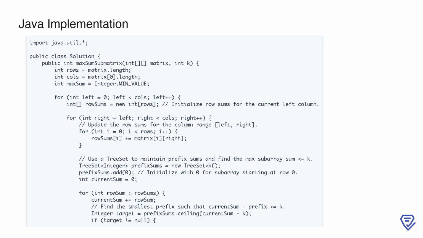To find the maximum subarray sum within the current column range that does not exceed k, we use a tree set to maintain prefix sums. A tree set is useful here because it allows efficient lookup and insertion while keeping the elements sorted. We start by adding the value 0 to the tree set to handle cases where the subarray starts at the beginning of the row. We then iterate through the rowsums array, calculating the cumulative sum current sum as we go.